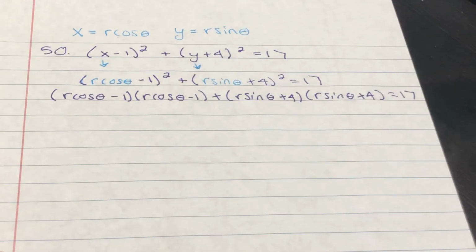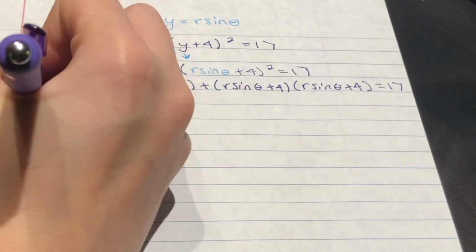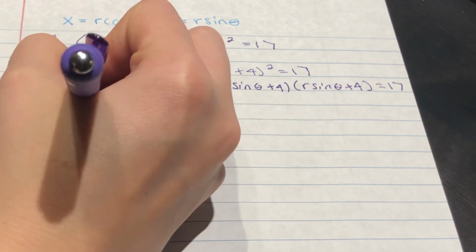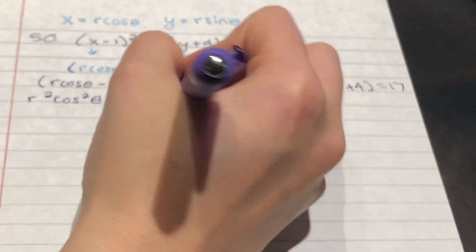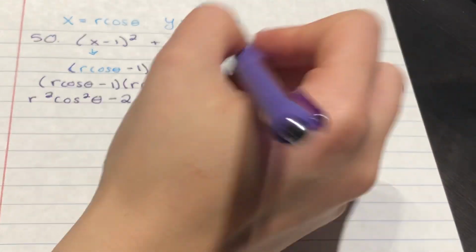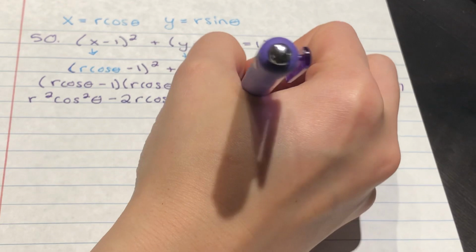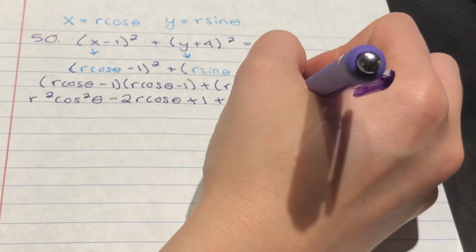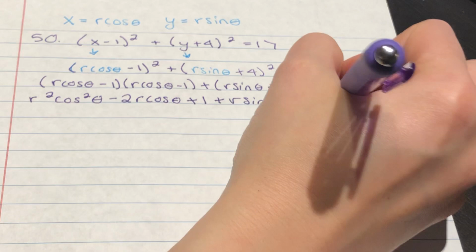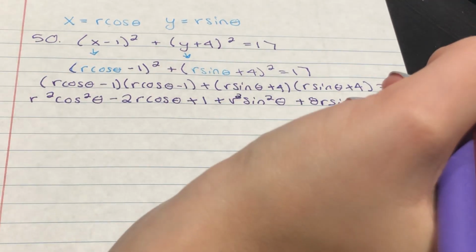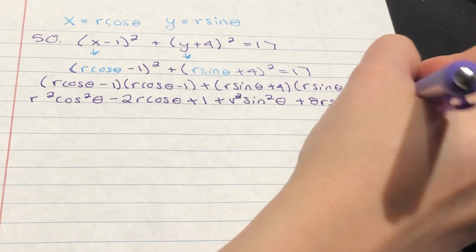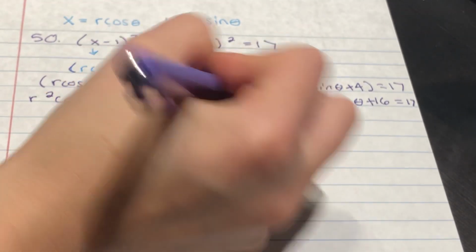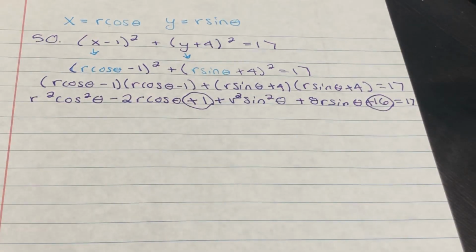Okay, now we're just going to do a bunch of algebra, so do some foiling. We'll get r squared cosine squared theta minus 2r cosine theta plus 1. That was just from foiling. Over here, we'll get r squared sine squared theta plus 8r sine theta plus 16 equals 17. Oh sorry, I forgot the r squared here. All right, you should notice the 1 and the 16 will add up to 17.